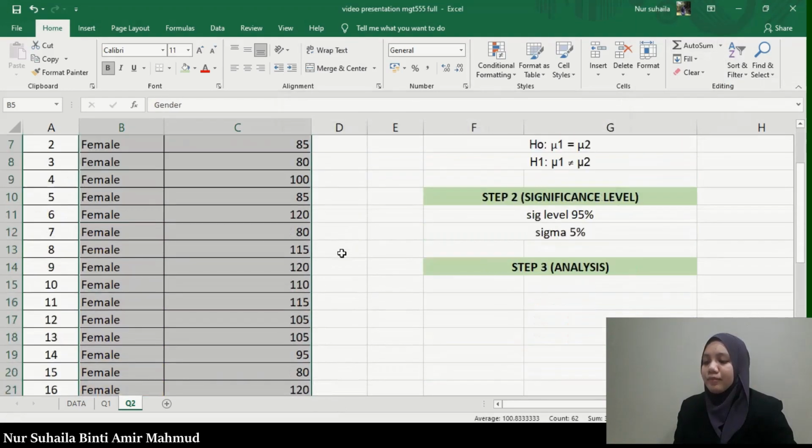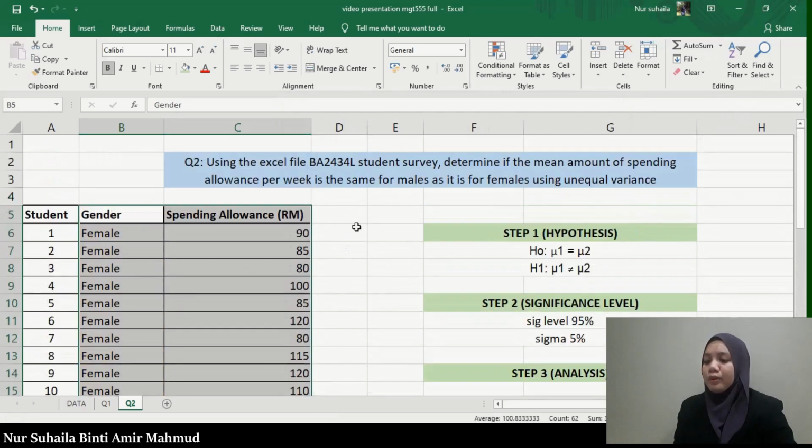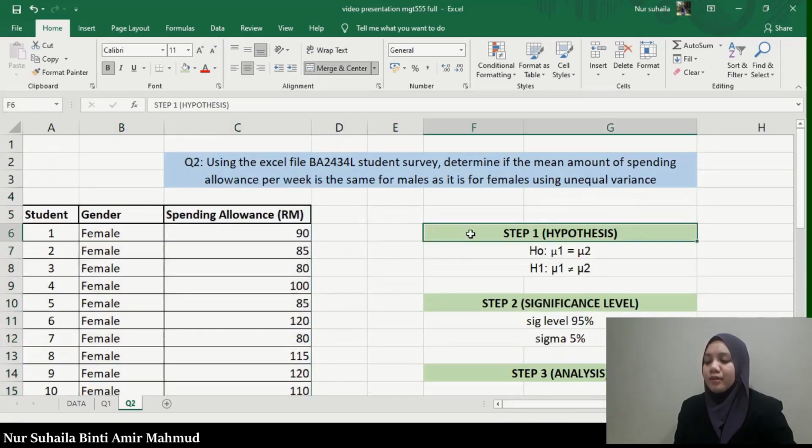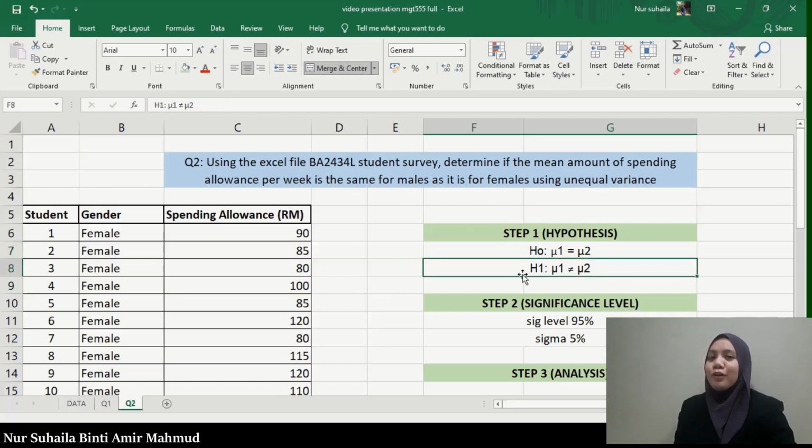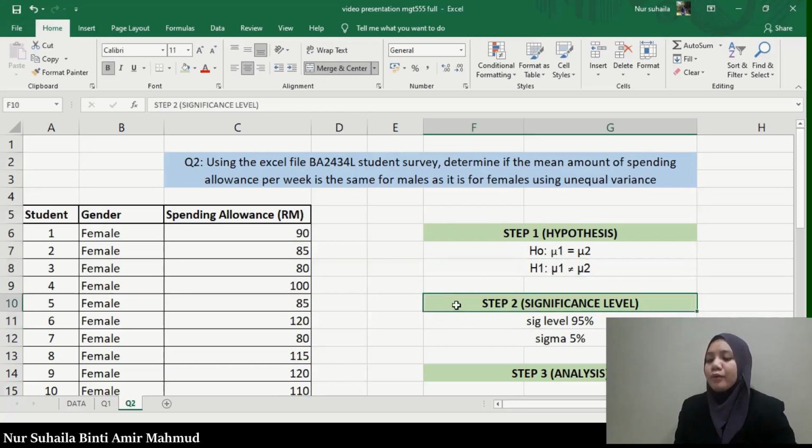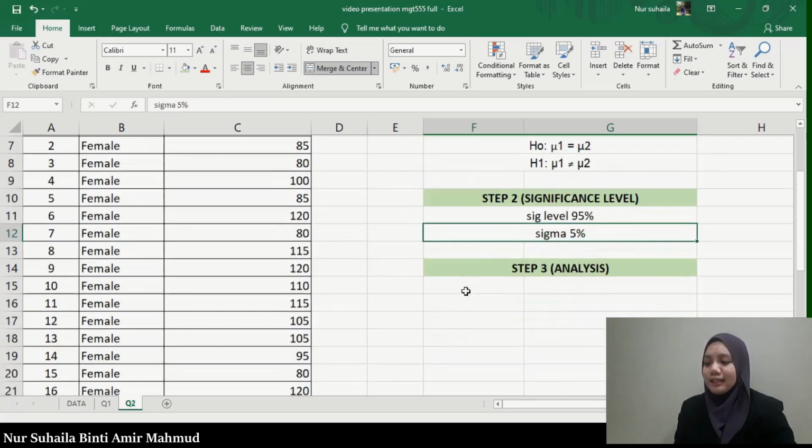After that, we begin with the first step, which is the hypothesis, where we identify H0 and H1. The key that we can find from the question is the same for males as it is for females. So, we need to use the equal symbol for H0 and the non-equal symbol for H1. Moving on to the second step, we will use a 95% significance level, whereas the sigma is 5%.